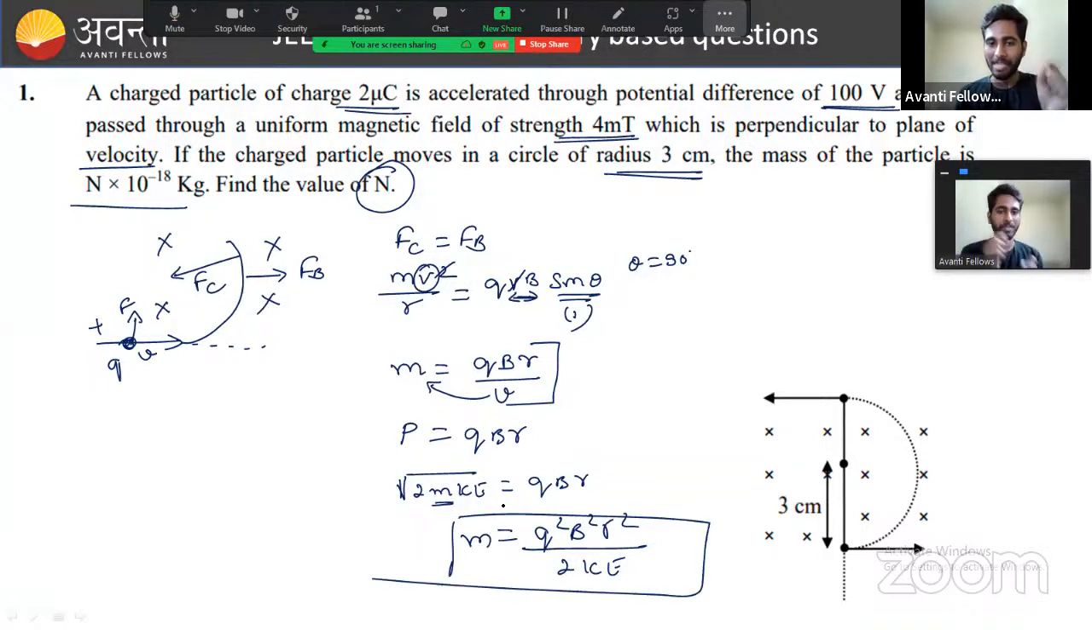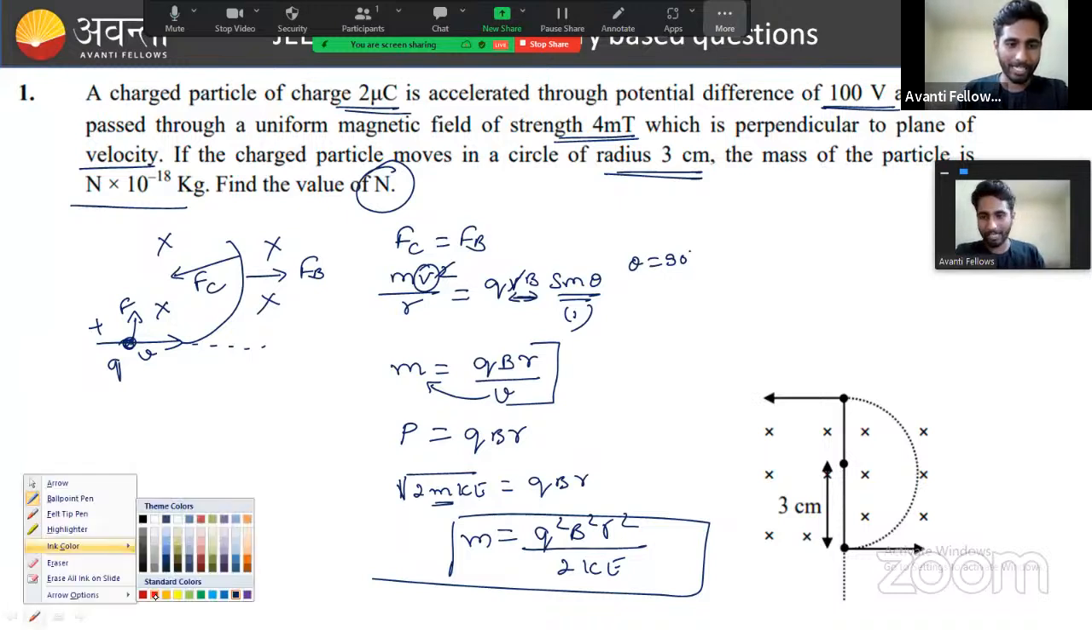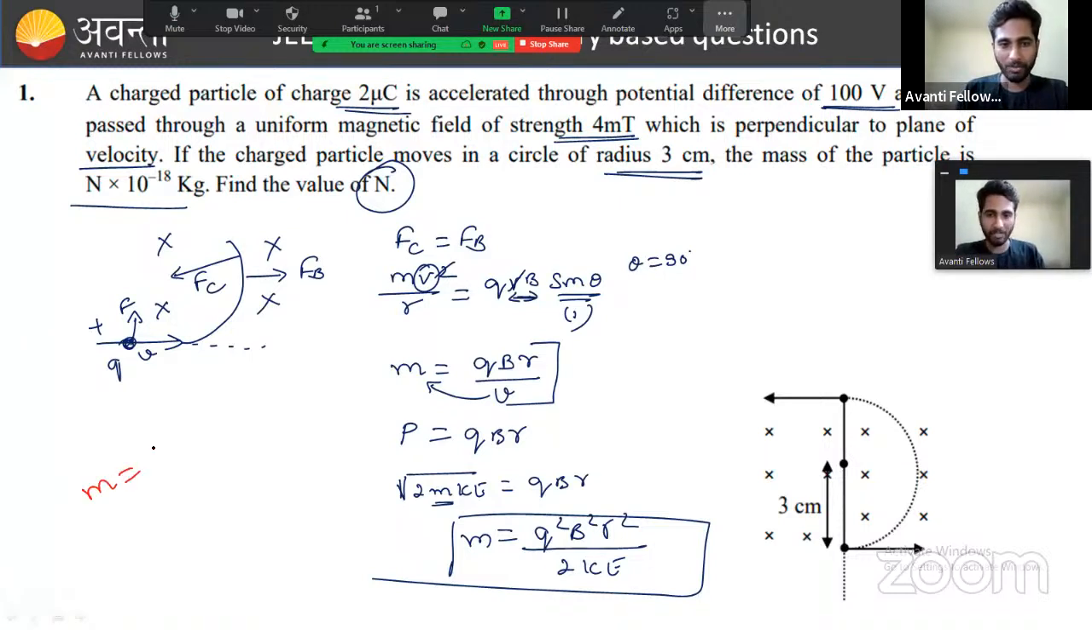Look at this one, charge. Here the equation came for calculating mass. m is equal to Q squared, the charge they have given. Then B, the magnetic field squared, they gave 4 millitesla, and then R, the radius they gave, radius squared, divided by 2 times the kinetic energy.